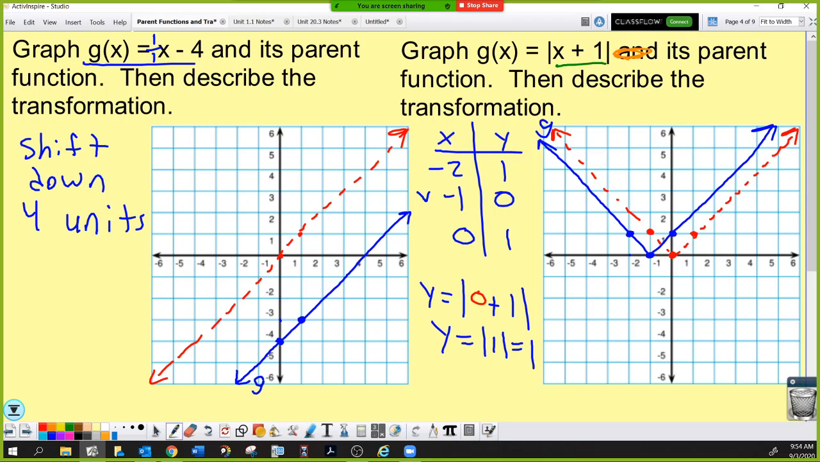All right, Gavin, what would you need to do to the red one to get me the blue one? There you go. Shift left 1 unit. That's what you'd have to do. Shift left 1 unit. Good. And that's it. Yeah, we're always saying what are we doing to the parent function.